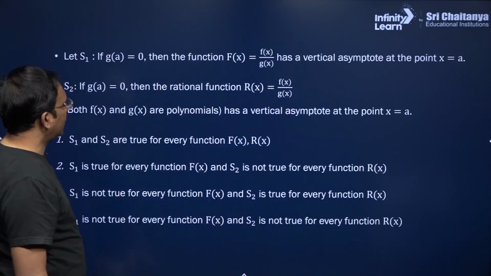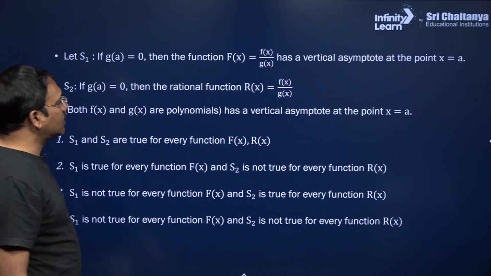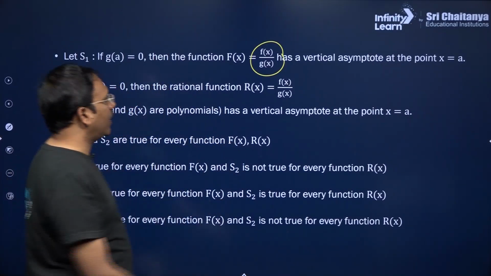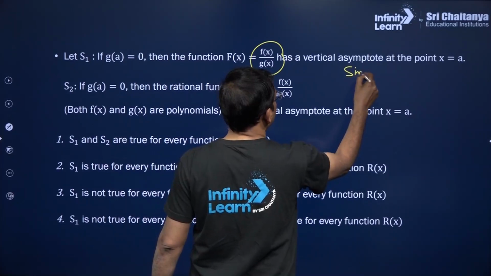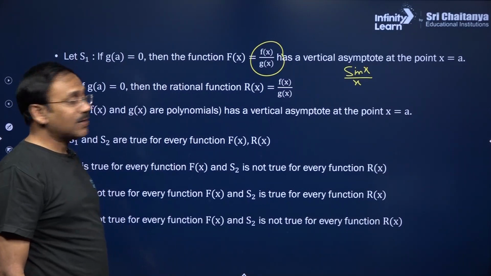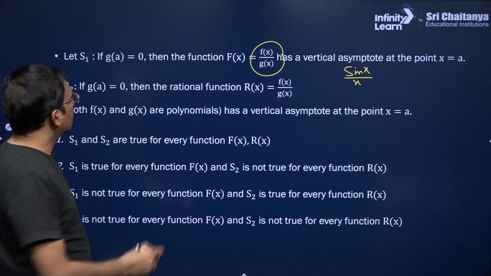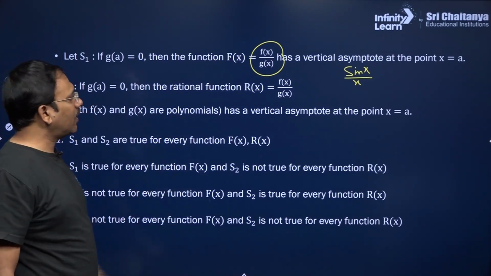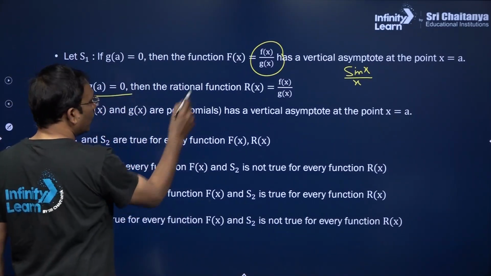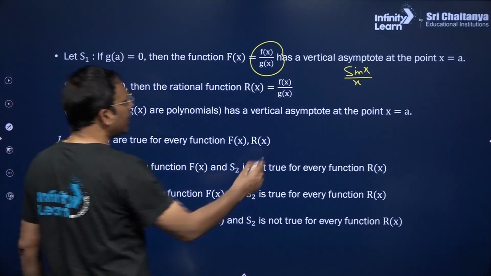Okay. Next, my dear friends, suppose g of a is equal to 0, then the function f of x by g of x has a vertical asymptote at the point x equal to a. Arey yaar, you just take the function sin x by x. At x equal to 0 it is not defined, but it won't have any vertical tangent. So, the first statement is wrong because it tends to 1, it won't go to infinity. Next, if g of a is 0, where f, g are polynomials, then it has a vertical asymptote at x equal to a. Needn't be, friends.